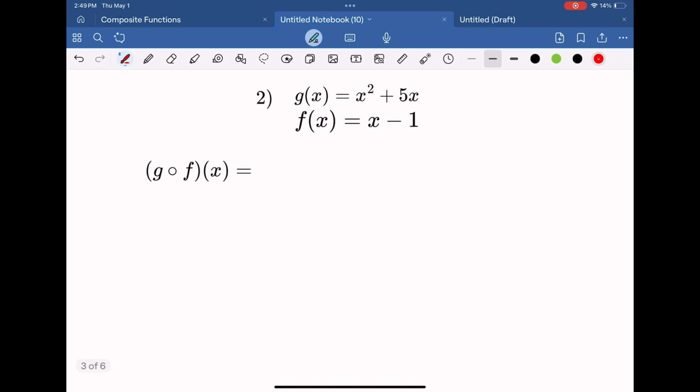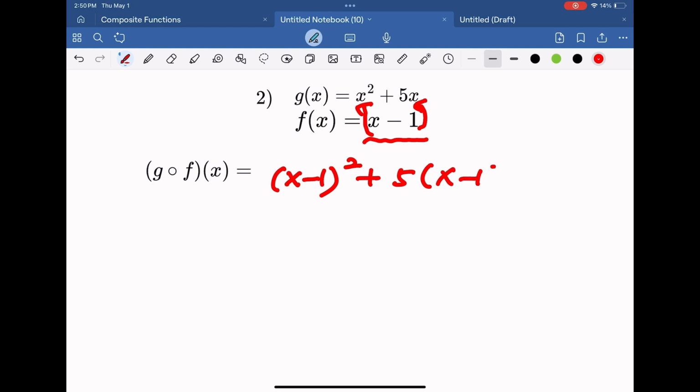Question number 2, g of f(x) function. We're going to replace every x in g(x) function with f(x) function. So f(x) is x minus 1. So (x minus 1) squared plus 5 times (x minus 1).